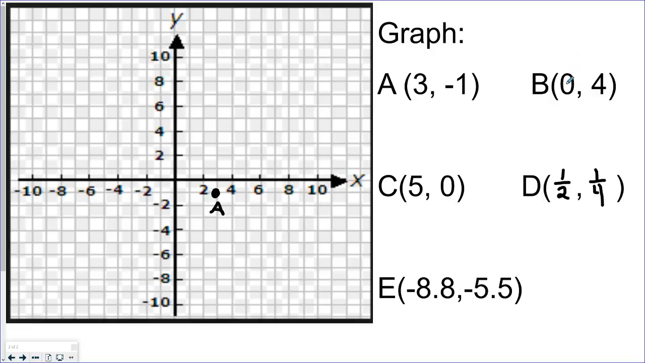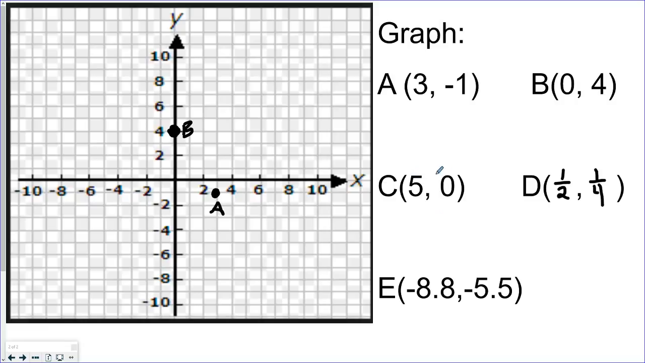Point B is 0, 4. So 0 means don't go over at all. So remember, it's left and right first. So you start at the center, left or right 0. So you stay there, and then you go up 4. 1, 2, 3, 4. So right, whoops, my bad. Try that again. So point B would be right there. That'd be the point 0, 4. So 0 and then 1, 2, 3, 4.